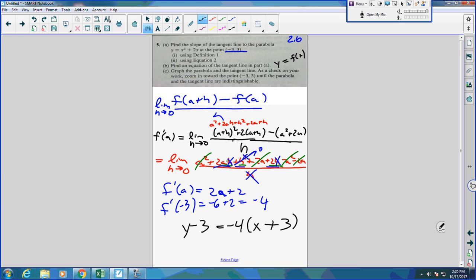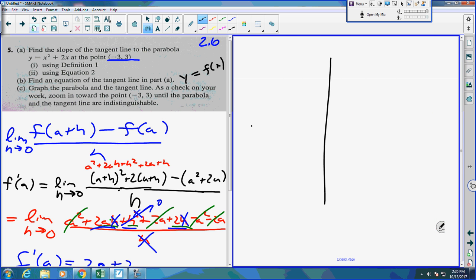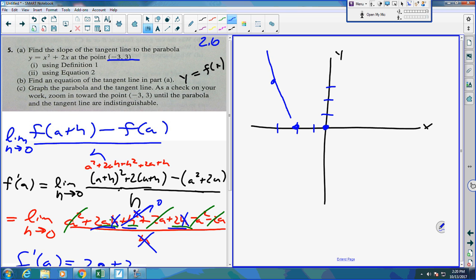Oh, graph the parabola. Graph the parabola. As a check on your work, zoom in toward the point until the parabola and tangent are indistinguishable. I had that graph and I erased it. Darn. All right, so let's try that. We use 0 and negative 2. There's a graph. And I suppose if I draw a real line, I'm a real boy. All right, does that look like a real line?